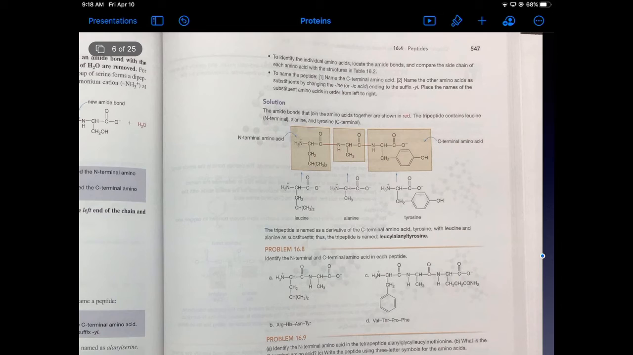It's kind of like, who cares, right? Who cares about your middle name? We don't even know each other's middle name usually. And so this is leucine, alanine, and tyrosine connected to each other, but leucine is the first name, alanine is the middle name, and tyrosine is the last name.